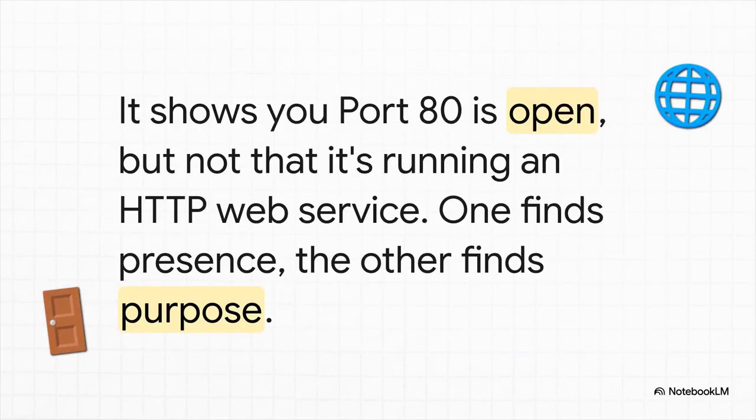Let's make this real simple. Angry IP Scanner will zip through and tell you, hey, this IP address has port 80 open. Great. But a tool like Nmap will take a little longer and then come back and say, okay, port 80 is open and it's running an Apache web server. See that difference? One tells you about its presence, the other tells you about its purpose.